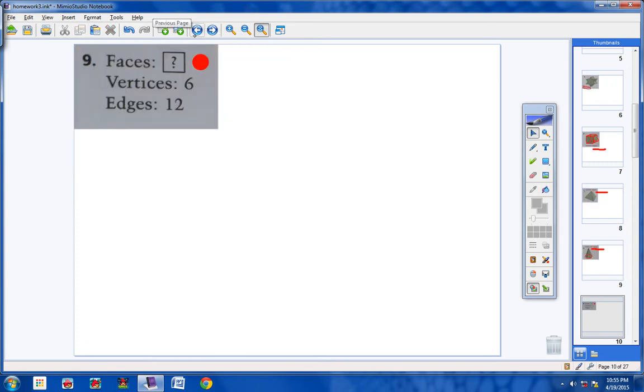All right, moving on to numbers 9 through 12. The directions say to use Euler's formula to find the missing number. The formula is, and hopefully you've not forgotten this in your notes, F plus V equals E plus 2. Now let's copy that so we have it for the other 3 problems real quick. Not that it's that difficult, but just so we have it.